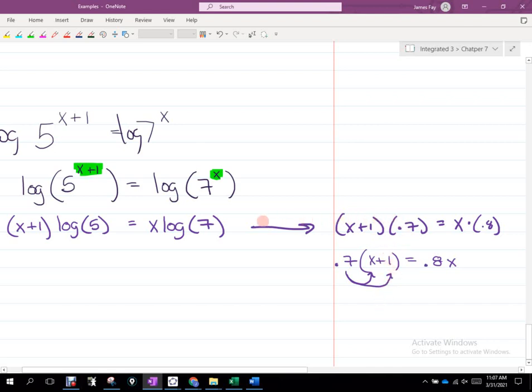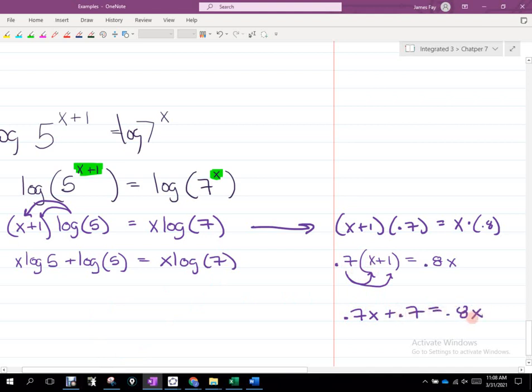So you're going to take that 0.7 and distribute that through there, right? But working our way back to this thing, 0.7 was the log of 5, right? So let's distribute that log of 5. So I take x times log of 5 and that gives me x log 5. Now I'll take 1 times log 5, so this gives me plus log 5. Equals then x log 7. So this is going to be 0.7x. If I actually did it over here, 0.7x plus 0.7 equals 0.8x.